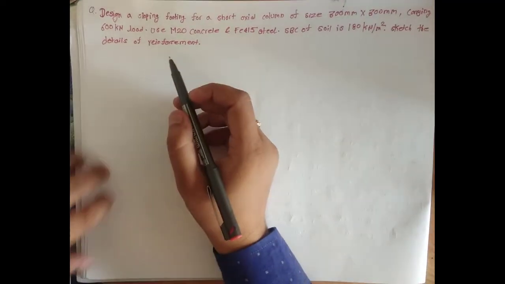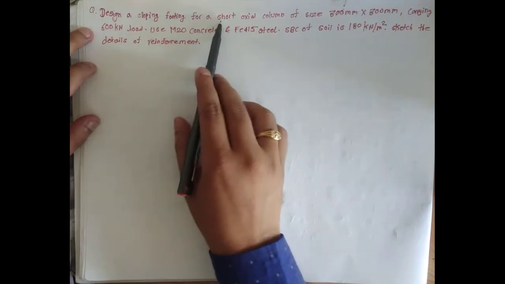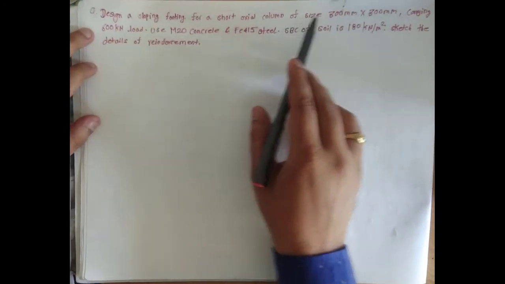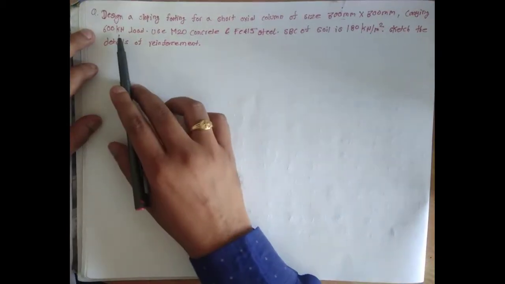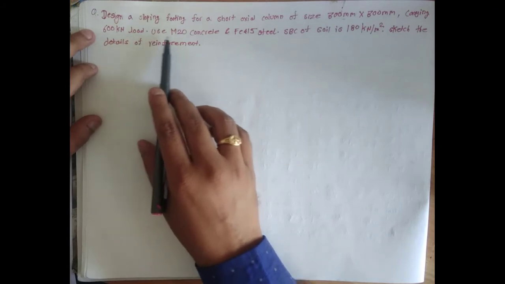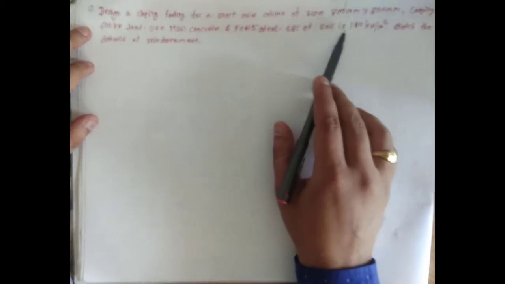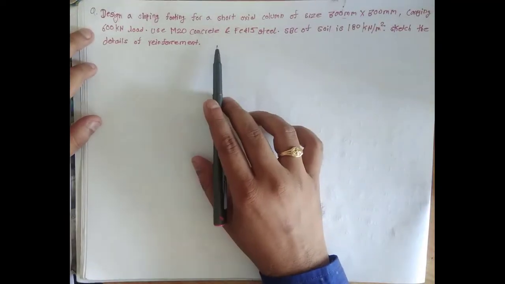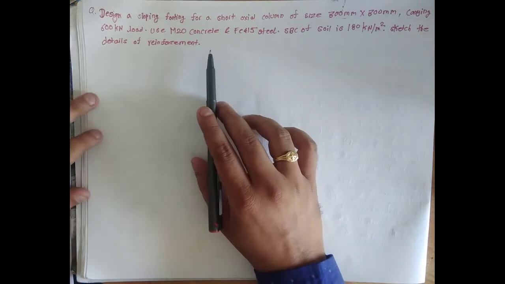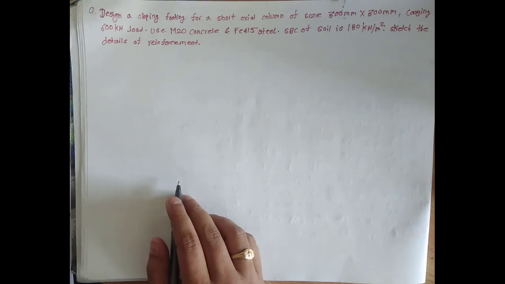So we will now start with the numerical. I'll read it first. Design a sloping footing for a short axial column of size 300 mm by 300 mm carrying 600 kN load. Use M20 concrete and Fe 415 steel. SBC of soil is 180 kN per meter square, and sketch the reinforcement details. So we need to design a footing for a short axial column of size 300 mm by 300 mm.